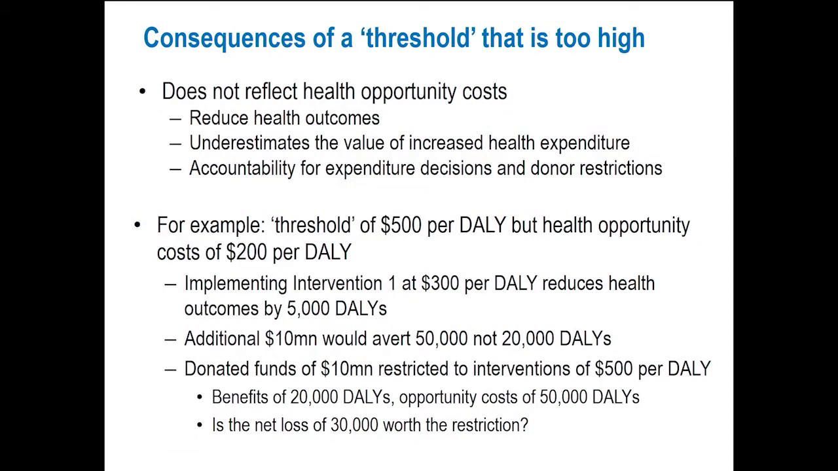What are the consequences of getting this wrong? What about if we have a threshold that's too high? In other words, one that does not really reflect opportunity costs. Well, as we've seen, if we do adopt thresholds that are too high, we will reduce health outcomes overall because we will adopt interventions where the benefits do not exceed the health opportunity costs elsewhere in the healthcare system. We also underestimate the value of increased healthcare expenditure.